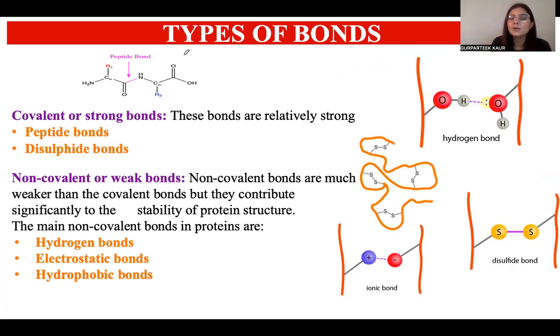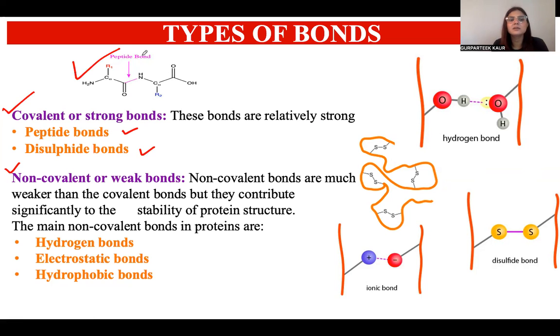Now let us see what the different types of bonds are that are present inside the active conformation of the protein, which are responsible for making the protein structure active and keeping the structure intact. So there are two types of bonds that are present. First are the covalent bonds, which are the stronger bonds, and the second are the non-covalent bonds, which are the weak bonds. Talking about the covalent or the strong bonds, these include peptide bonds and the disulfide bonds.